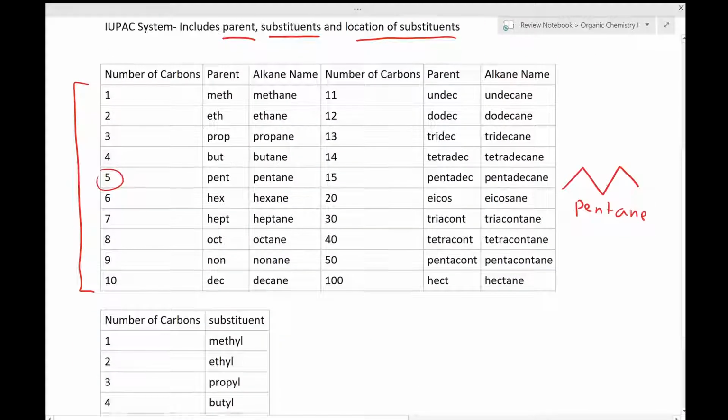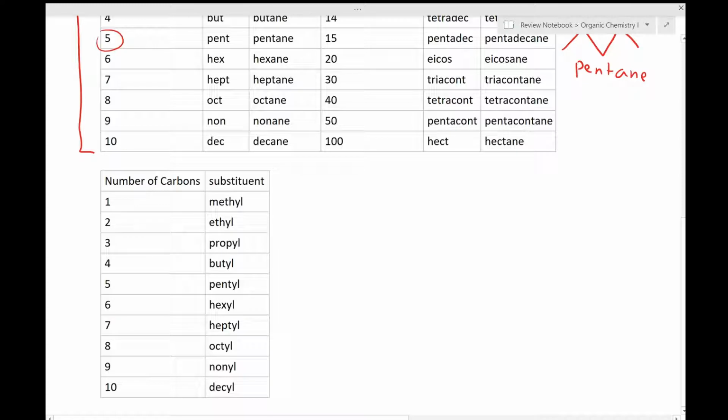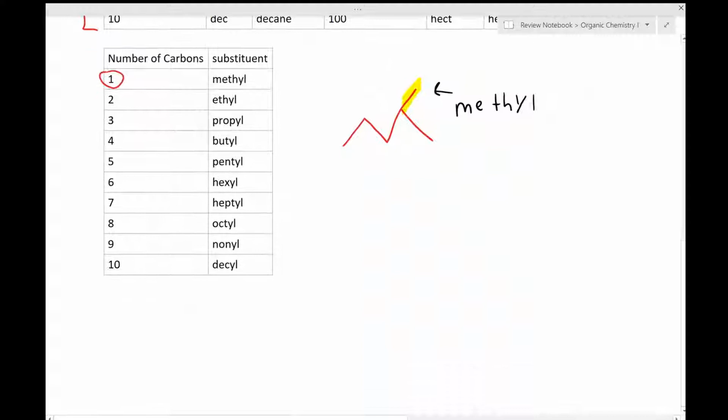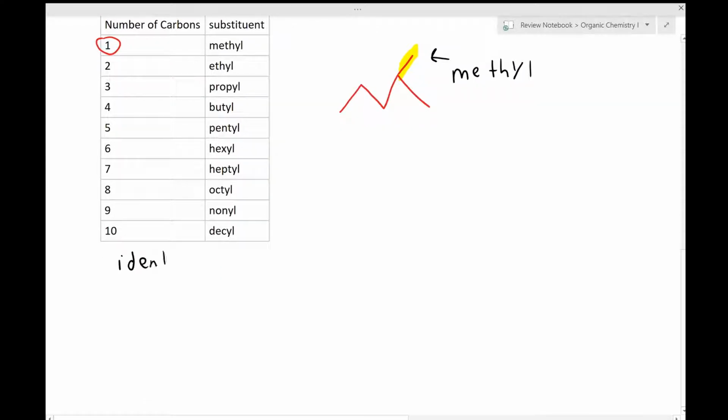But we know that molecules get a little trickier, so now we're going to start adding substituents. If we had 5 carbons, 1, 2, 3, 4, 5, and a group right here, 1 carbon out of that chain, that would be a methyl group. So we'll practice identifying the parent chain.